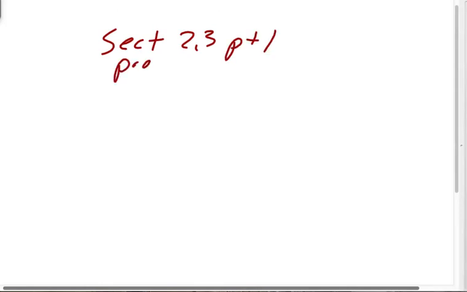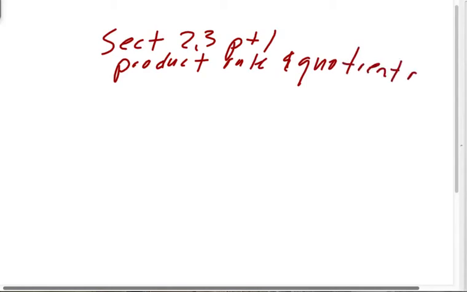Okay, so this is section 2.3, part 1. We're going to be talking about product rule and quotient rule. And what we're doing here is we're getting into slightly more complicated functions.